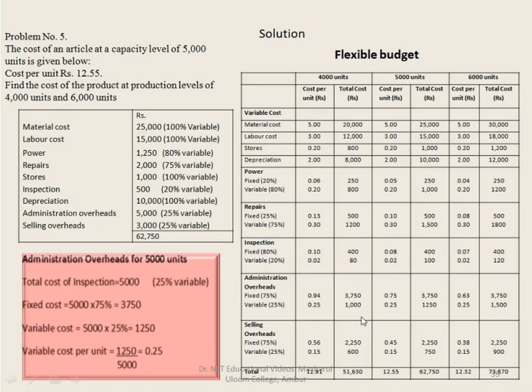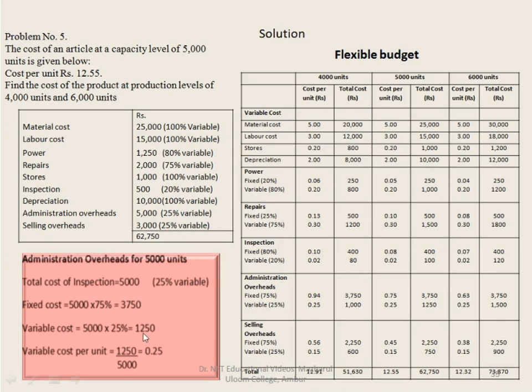In the same way you find out for administrative overheads. For administrative overheads, you are given 5000, 25% variable. So 25% is variable, so fixed is 75%. 5000 into 75% is 3750, which is fixed. So 3750 is the fixed cost. At the same time, variable cost is 25%.